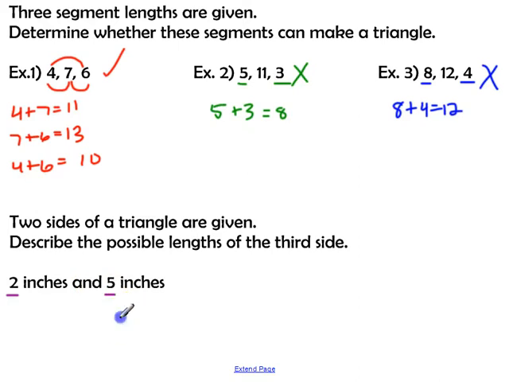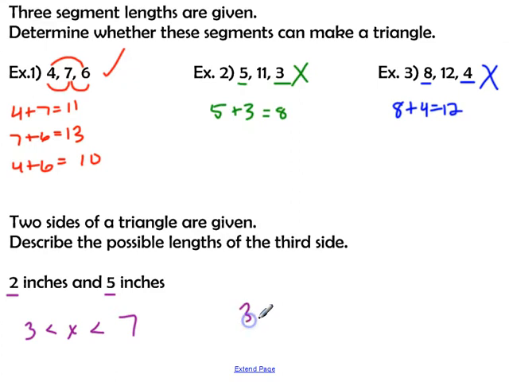2 plus 5 is 7, and then 5 minus 2 is 3. Always take the bigger number and subtract the smaller one, because we don't want to deal with negative side lengths. So that third side of the triangle has to be bigger than 3, but smaller than 7. So you could pick any of those values between 3 and 7 for that third side.